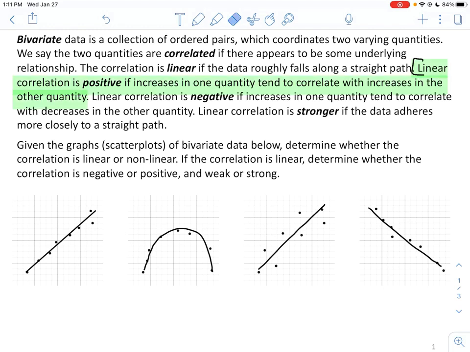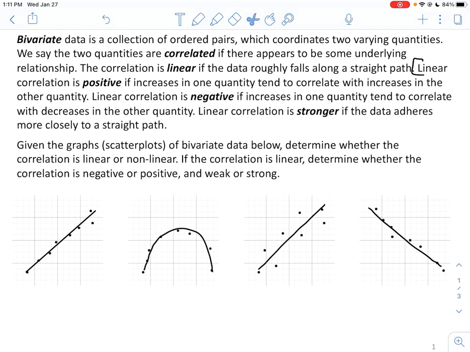Linear correlation is positive if increases in one quantity tend to correlate with increases in the other. In other words, as the x's increase, you expect the y's to also increase in general as a trend, then we have positive linear correlation. In other words, the slope of that line that we drew here that kind of passes through the data has a positive slope. Here's another case where we expect positive correlation.